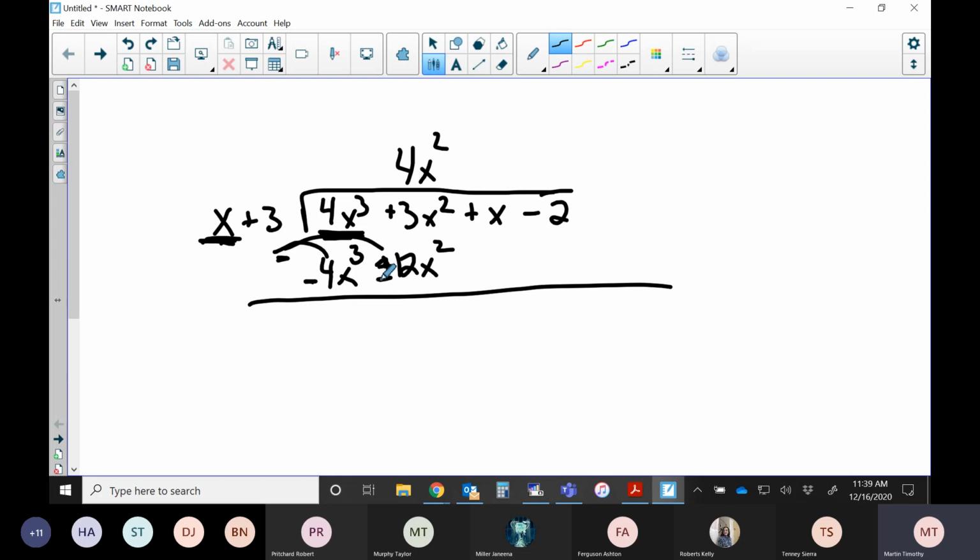Well, a 4x cubed and a negative 4x cubed cancel out. That should happen every single time, Taylor. I'm making that front one cancel out. And then a positive 3x squared and a negative 12x squared makes a negative 9x squared. And then plus x and then minus 2. Now I start the game over again, Taylor. This is my front number, and I want to know how I make x become this number. And then I just keep repeating.